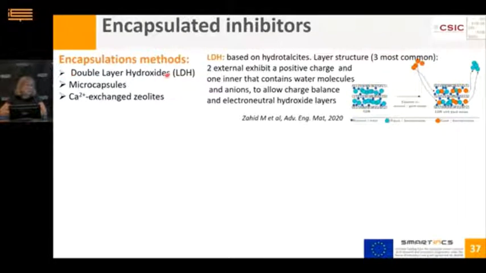This is based mainly on hydrotalcites. It has a layer structure as these layers here. The external layers exhibit a positive charge and the internal a negative charge, and the final electrical nature of the layers is neutral. And inside these layers are the anions, water and anions. Anions like nitrites can be introduced, which will be liberated when they are needed and exchanged by another ion, as for instance the chloride. The chloride can be captured by this layer while the inhibitor is liberated to protect the reinforcement. Let us show you some of our experience.